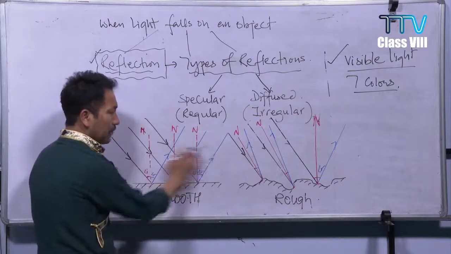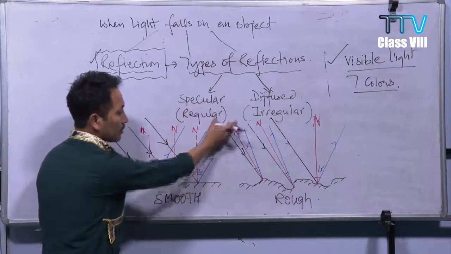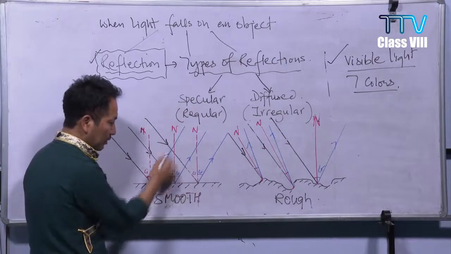But look at the reflected rays. In specular reflection the reflected rays are parallel. The reflected rays are parallel lines.